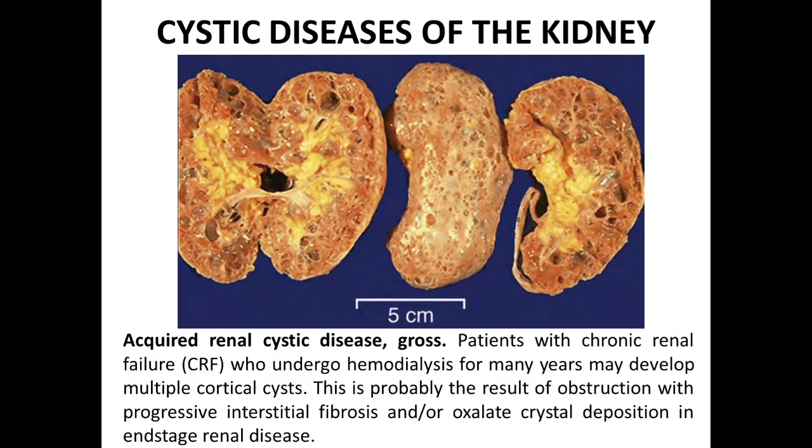And the third is cystic disease of the kidney like acquired renal cystic disease. Of course, this patient has chronic renal failure and has undergone hemodialysis for many years and may develop multiple cortical cysts. And as a result, obstruction, with the greatest speed of development of interstitial fibrosis and or oxalate crystal deposition in end stage renal disease.